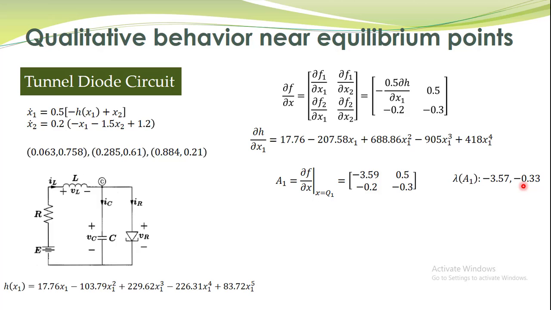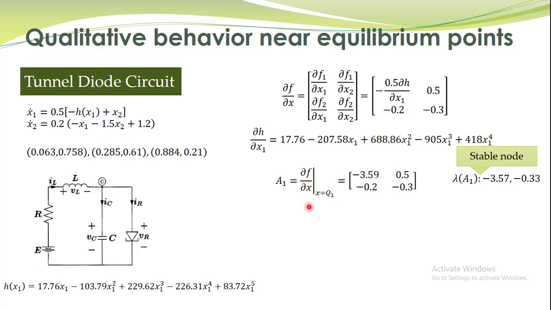Eigenvalues are both negative and real, so that is a stable node. So the qualitative behavior of this nonlinear system near this equilibrium point will also be a stable node.